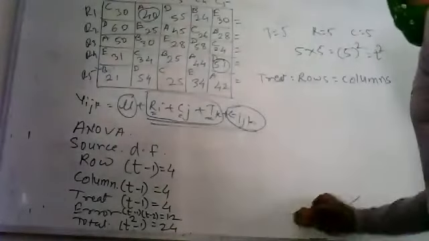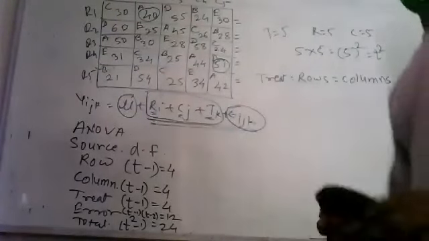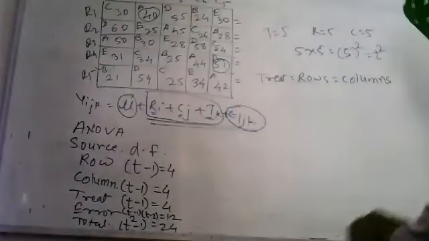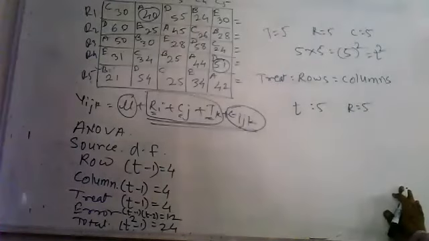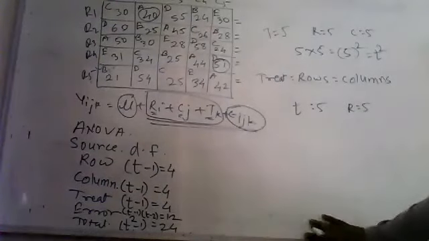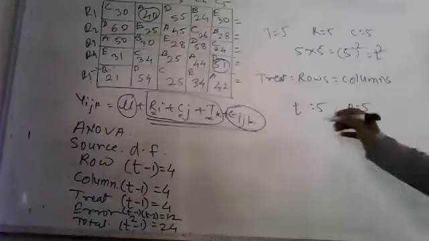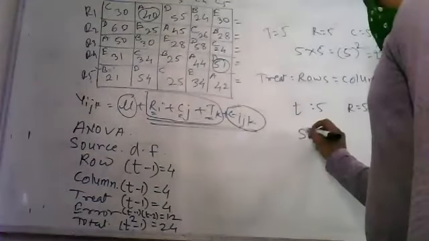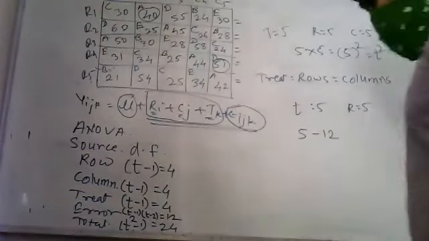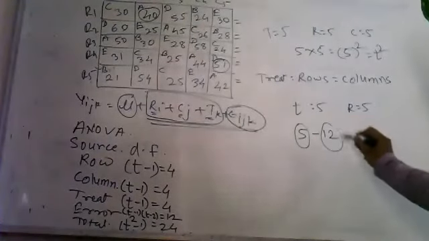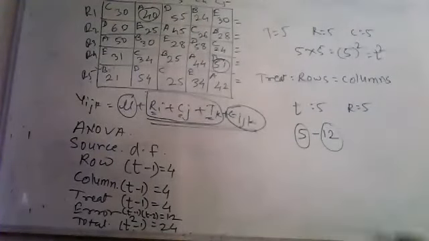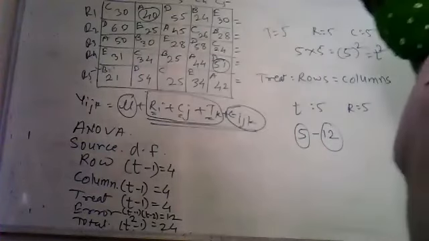Drawback of this design is that it is not a flexible design. If you have 5 treatments, then replication should also be 5. Okay? And this design is used when number of treatments are 5 to 12. If less than 5 treatments or more than 12 treatments, this design is not feasible.